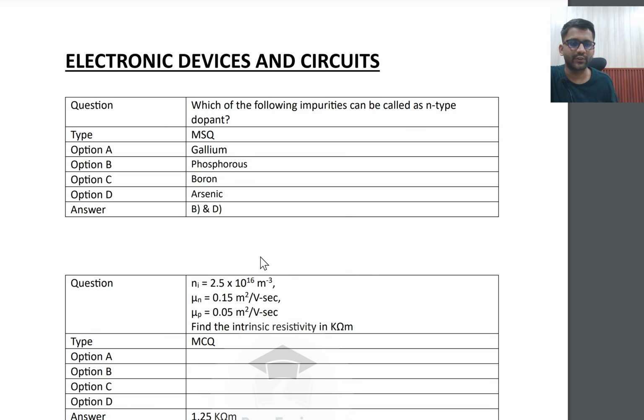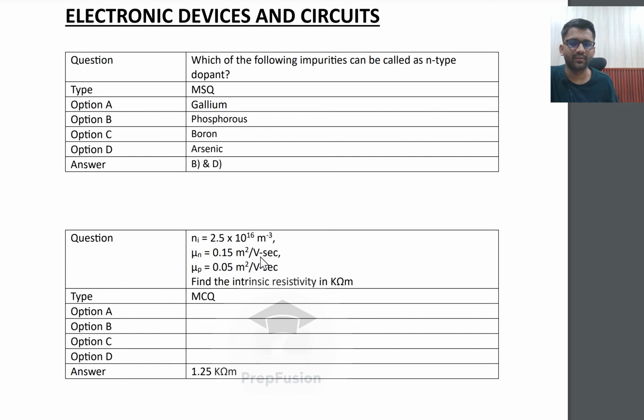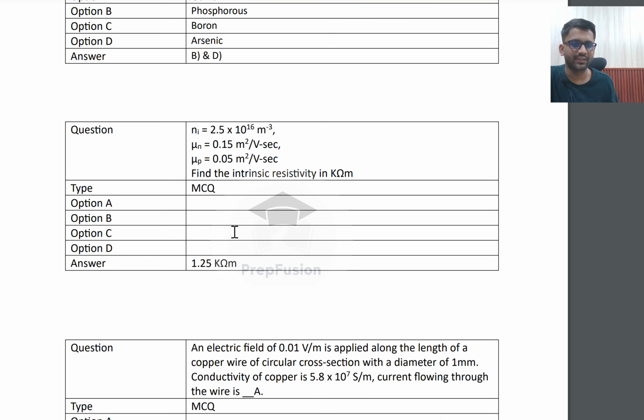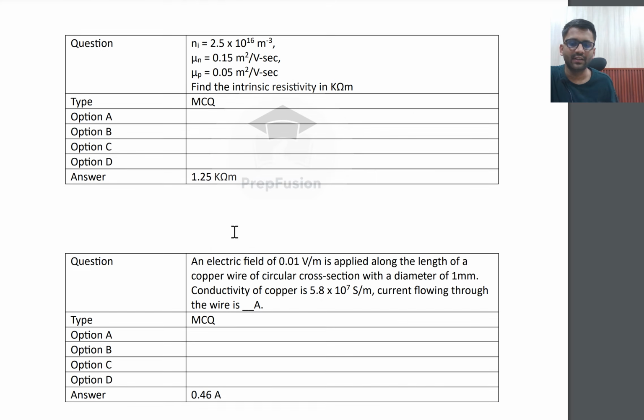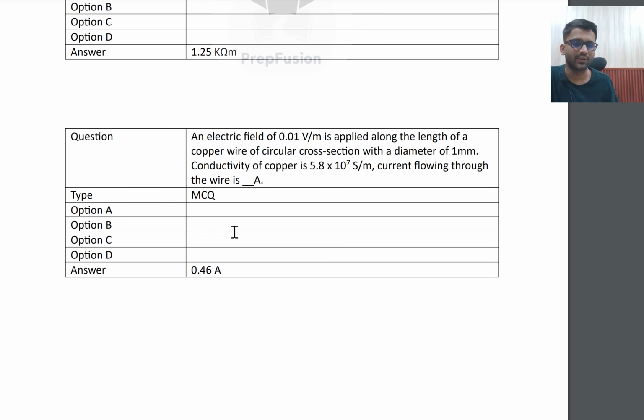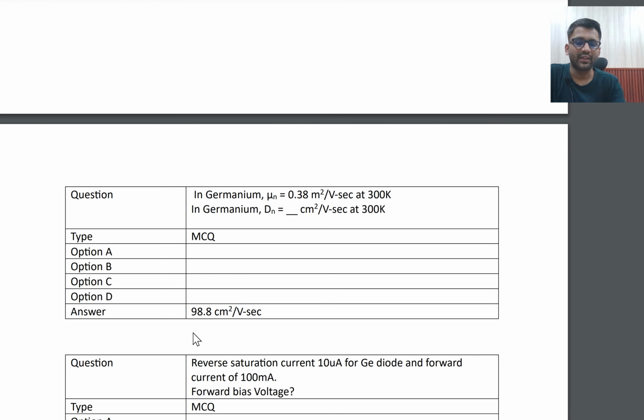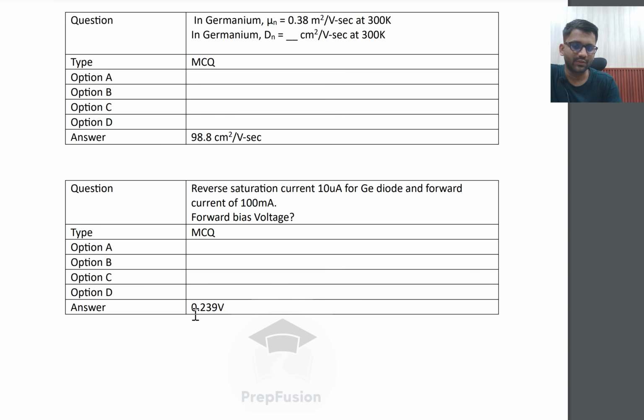Now here, a very straightforward question, like even a class 12th guy can solve it. B and D. This can also be solved by a class 12th guy. Intrinsic resistivity. Okay, 1.25 kilo ohm. Here 0.46 ampere current would be there. For this question, 98.8 centimeter square per volt into second would be the answer. For this question, 0.239 volt would be the answer.